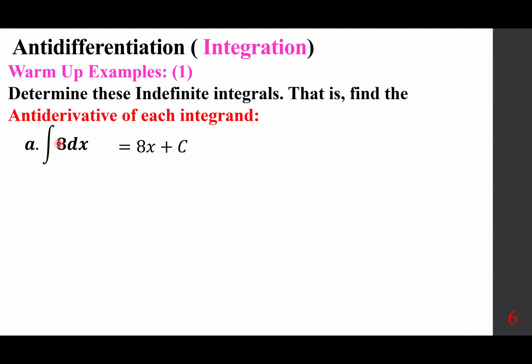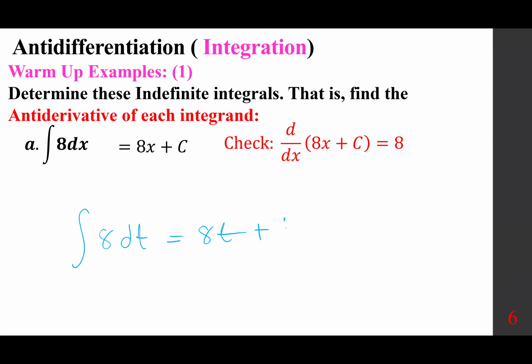In the beginning, when we learn something, the methodology of checking is to differentiate this, and the result must be 8. As you can see, that's the answer. Now, the importance of this is if we had, let's say, the integral of 8 dt, then the answer would be 8t plus c. If we had the integral of 8 d theta, the answer would be 8 theta plus a constant. So you want to pay attention to this, which tells you the independent variable.